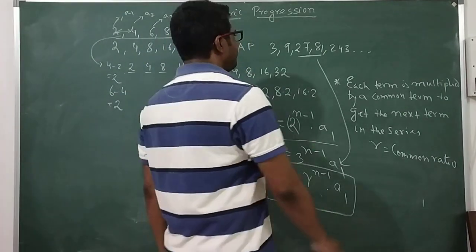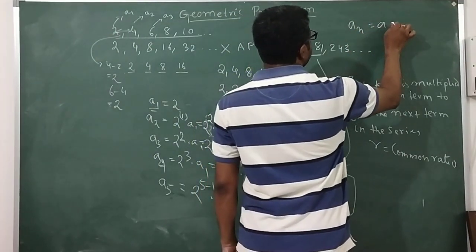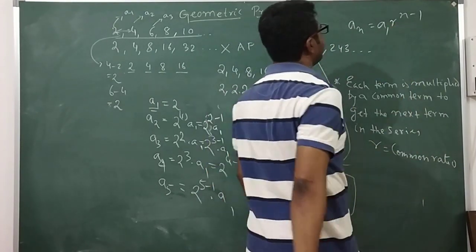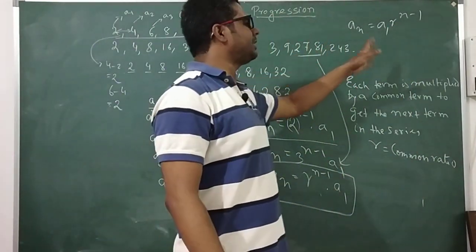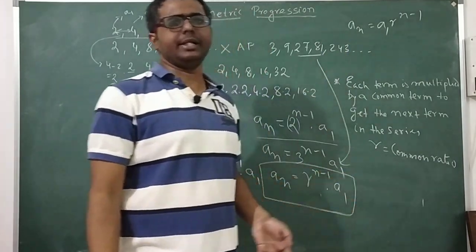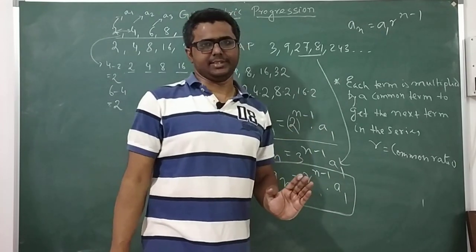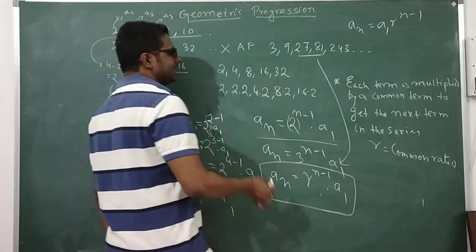Okay, in books you will find it written like this: An is equal to A R to the power n minus 1. Here I will write A1 because it is the first term. Okay? So this is the relation that you have to use for finding the nth term of a GP series. Okay? How to find the common ratio of any series?